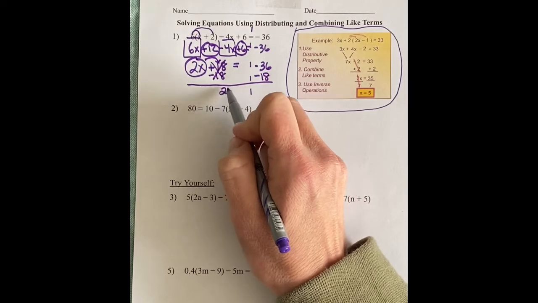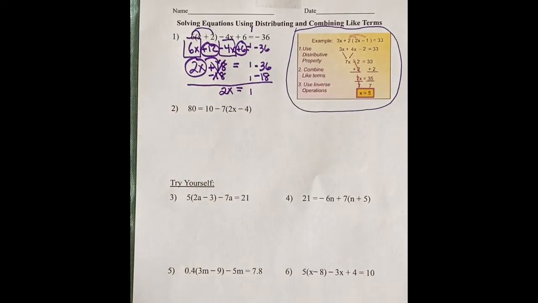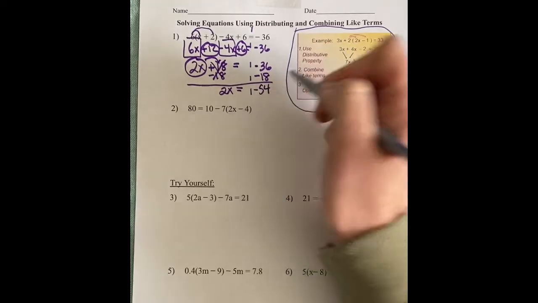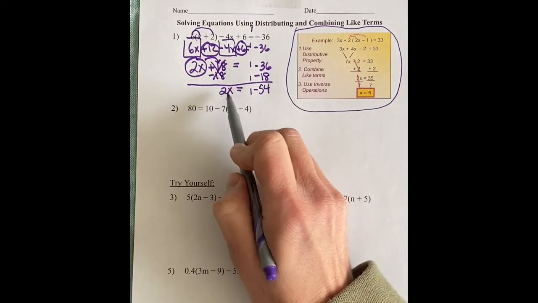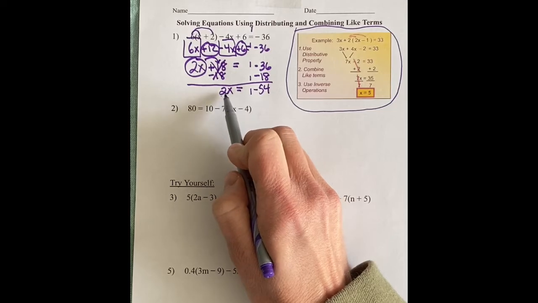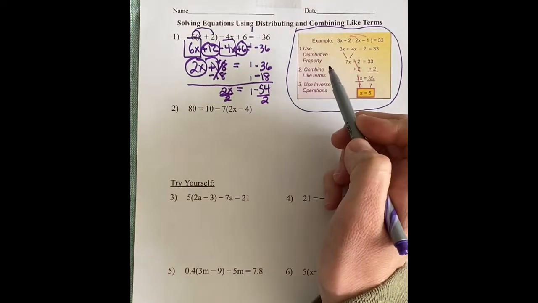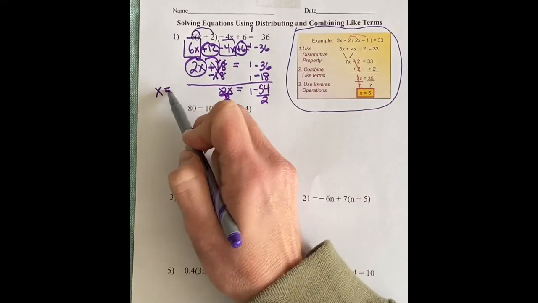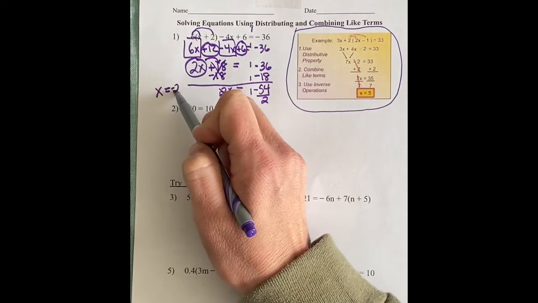I bring down 2x equals negative 36 and negative 18. They are the same sign. So when we have the same signs, we have to add them and keep the sign. So last step, 2 and x are being multiplied. I want to solve for x, so I have to do the inverse and divide both sides by 2. And that would give me x is equal to negative 54 divided by 2 is negative 27.